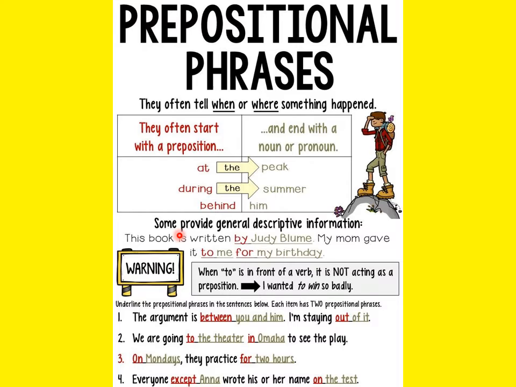Some prepositional phrases provide general descriptive information. For example, this book is written by Judy Blume, or my mom gave it to me for my birthday. Watch out. When to is in front of a verb, it is not acting as a preposition. I wanted to win so badly.